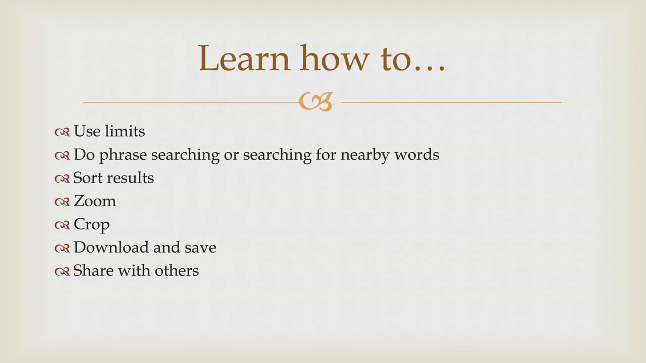And finally, you need to learn how to use each of the websites that involve historical newspapers, how to set the limits of geography and dates. Learn how to do that phrase searching so that you can find your ancestor's name, first name, last name together, or in some cases use the searching for nearby words because the first name and the last name might have been separated by a middle initial or by a middle name. Again, learn how to sort your results, how to zoom in and out of the images, how to crop to get just the article you want, how to download the result and save it to your computer because you really want to keep that image and keep it with your other genealogy research, and learn how to share the results.